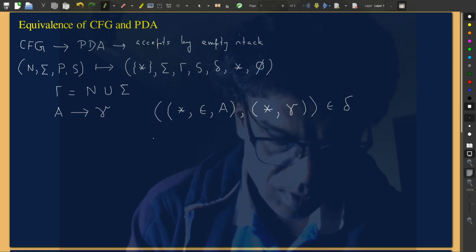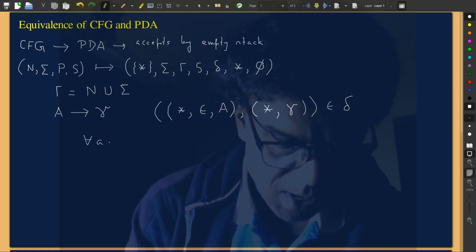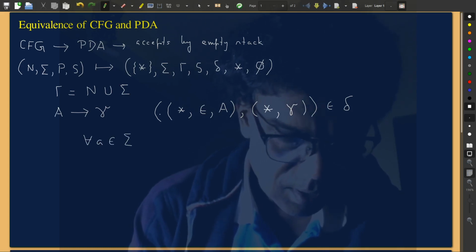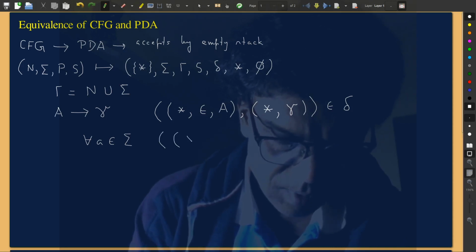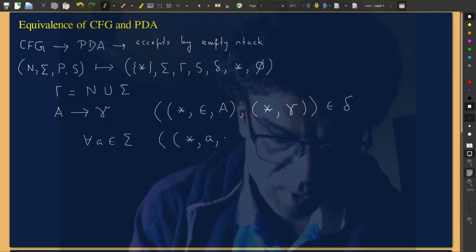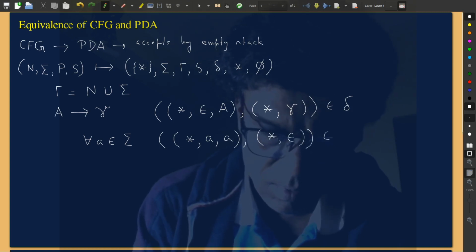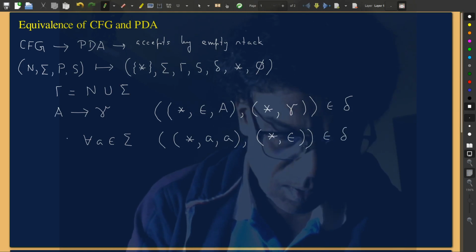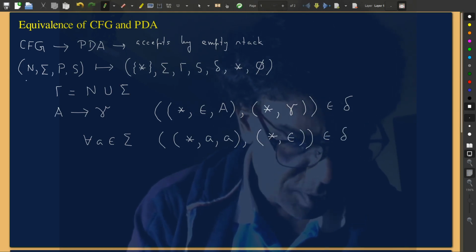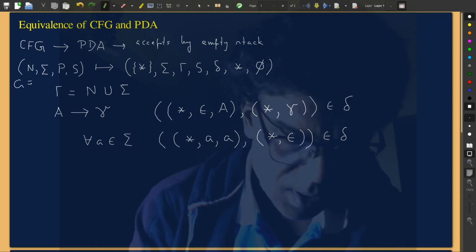Also, for all a in sigma, sigma is also a symbol in the stack. So I will add this. The state is always star. Consume a from the input, see a at the top of the stack, and you simply pop it out. Okay. So using this grammar, if I call it G, I'll generate this PDA.